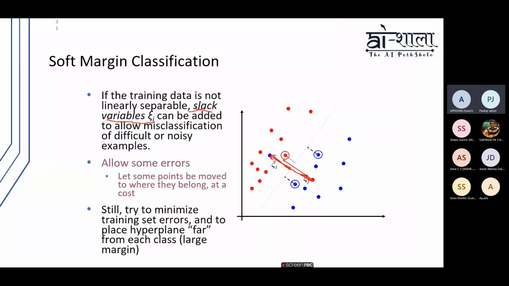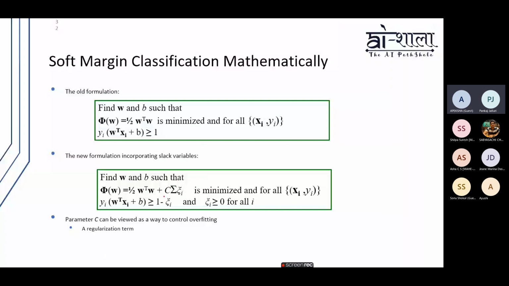So in addition to this distance, we also want to add this distance, and we want to minimize it. So this is a new function where we add this slack variable over this. This is the new formulation where the points are non-separable.